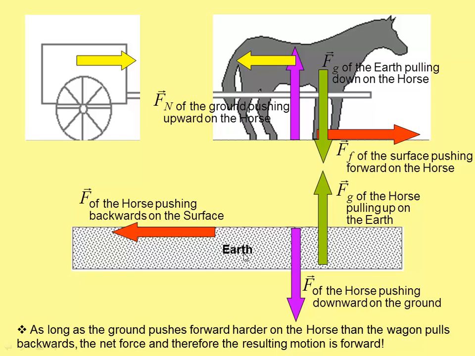Here's the weird part. In order to get the surface to push forward on the horse, it has to push backwards on the ground. So, the horse has to push backwards harder on the ground than it pulls on the cart. And if it does that, then the ground will push forward on the horse harder than the wagon pulls backwards on the horse. There'll be a net force forward, and the horse will accelerate to market.